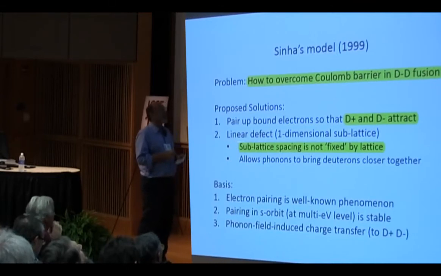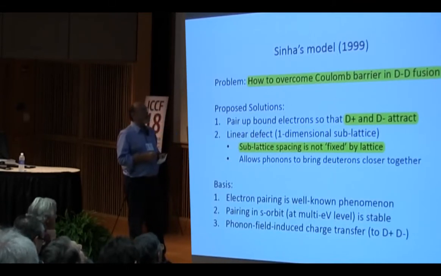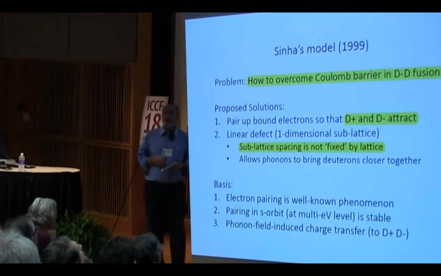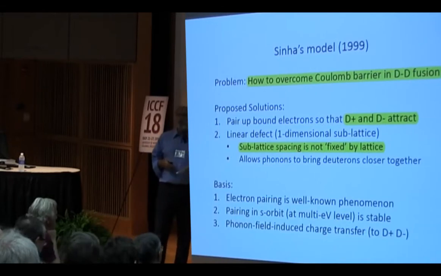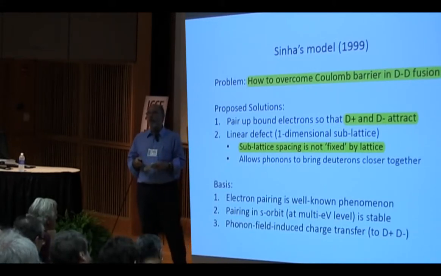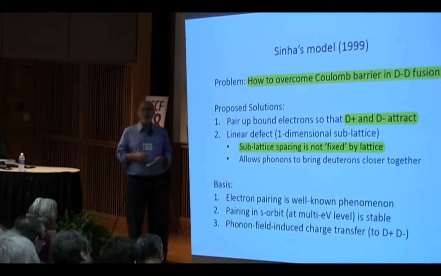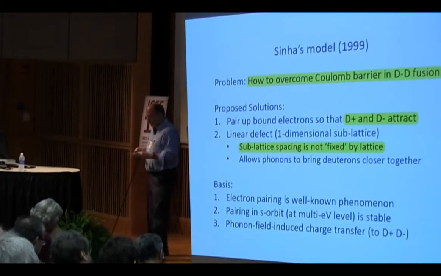The second part is that if you're in a linear defect, you have a sublattice within that defect, and that sublattice is a one-dimensional, not a three-dimensional, structure. A three-dimensional structure gives you a very rigid spacing in the lattice. If you're in a one-dimensional case, you don't have that problem, and that becomes very important.